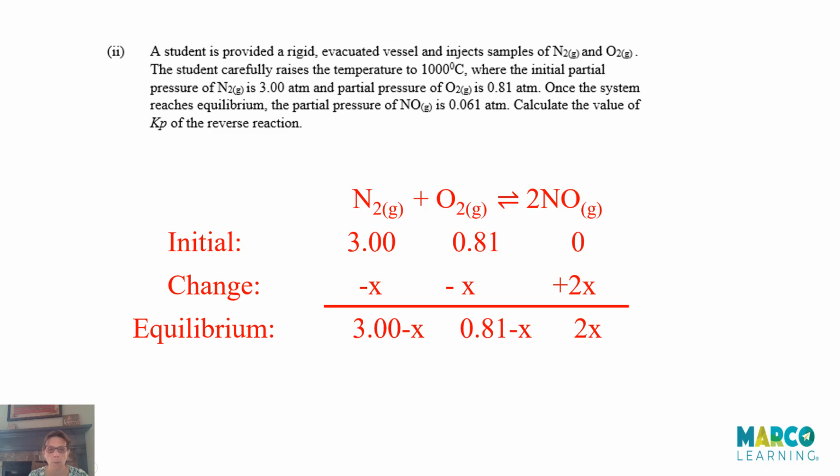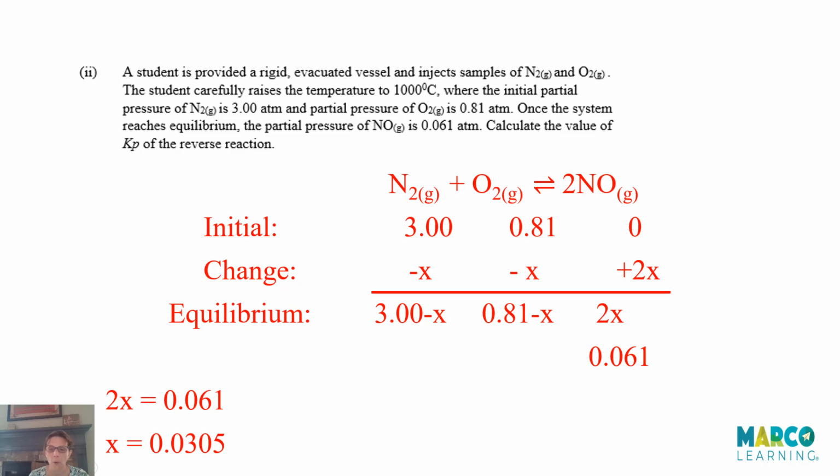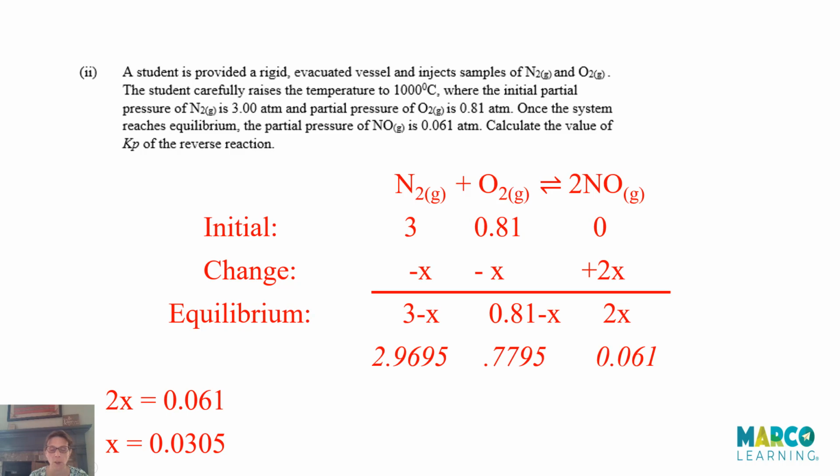Now, I have to be given one more piece of information to move any further with this question, and it's right here with the 0.061 atmospheres. That's the partial pressure of NO at equilibrium. So I know that 2X is the same thing as a value of 0.061. So if 2X is 0.061, then I know that my X is going to be 0.0305, and now I can substitute in the X's and solve. So these are the values that I get for equilibrium for my N2, my O2, and my NO.